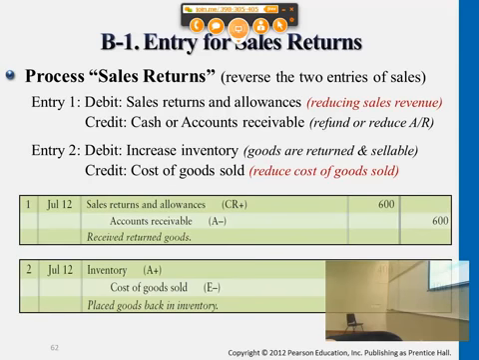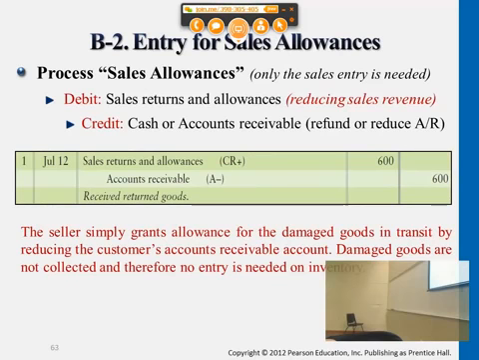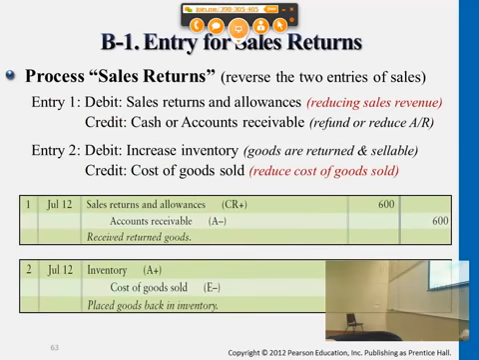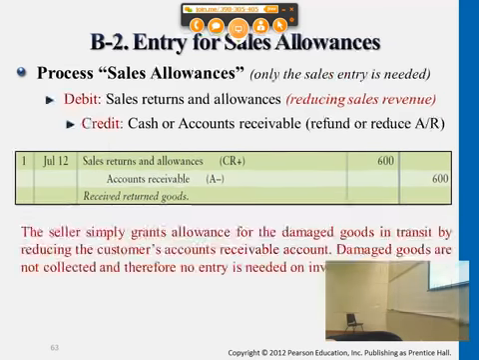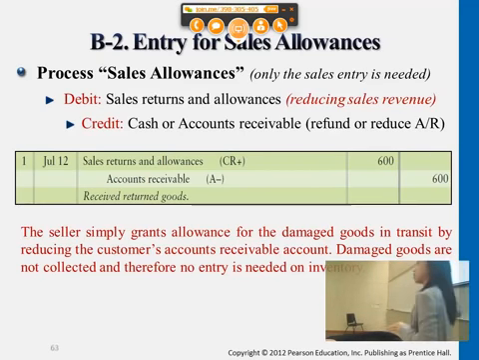For sales allowances, there will be only one transaction. We will not be affecting inventory level in the case that, let's say, the goods are completely damaged, and you want the customer to just hold on to it and do whatever they want with that batch of goods, but you will grant them an allowance, reducing the money that they need to pay you. So in this case, there will only be one transaction. We're reducing the accounts receivable based on the damaged goods' original value. Accounts receivable is reduced by $600, and sales returns and allowances is increased by $600.